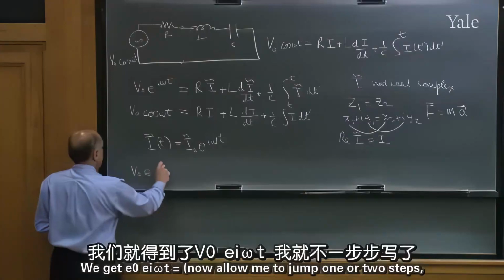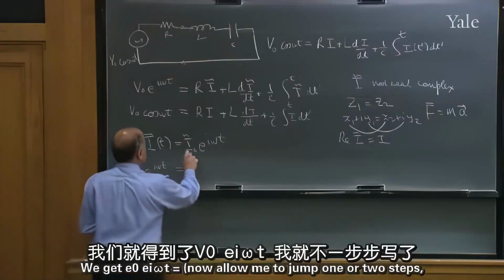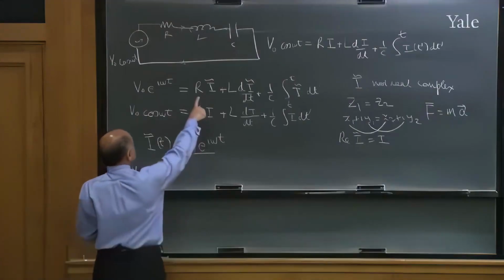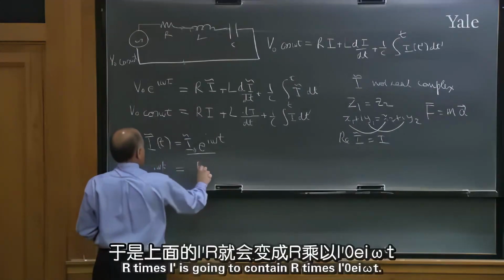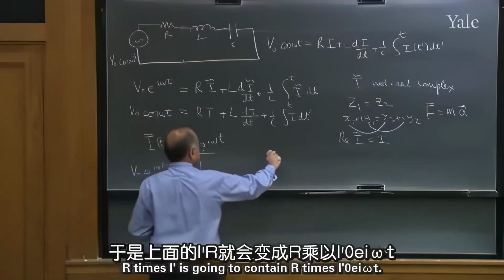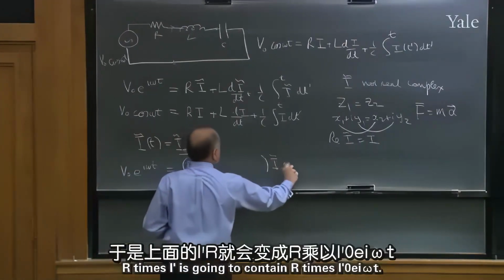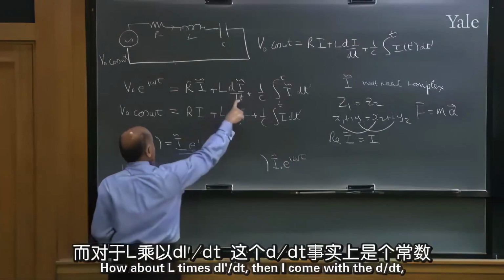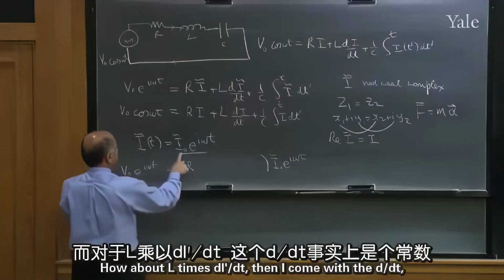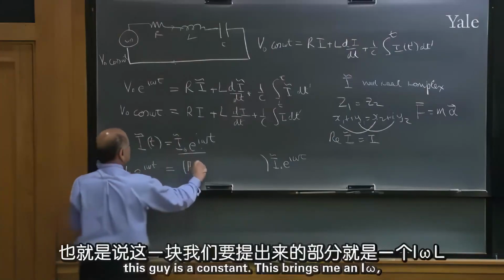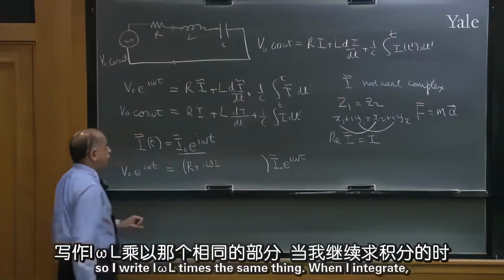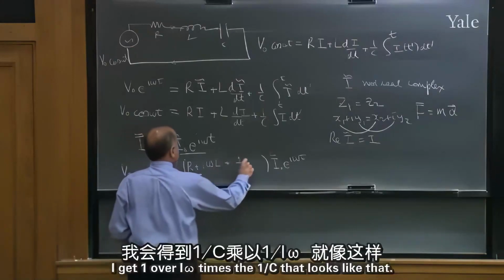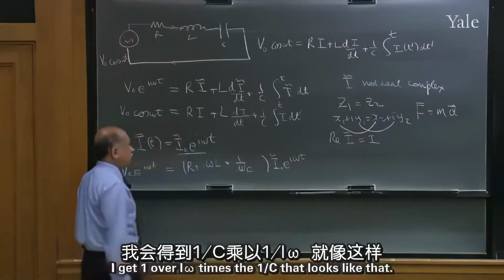We get v0 e to the I omega t equals. Now allow me to jump one or two steps because I did it last time. Try to do this in your head. R times I twiddle is going to contain r times I twiddle 0 e to the I omega t. How about L times di twiddle dt? When I come with the d by dt, this guy is a constant. This brings me an I omega. So I write I omega L times the same thing. When I integrate, I get 1 over I omega times the 1 over c. That looks like that.